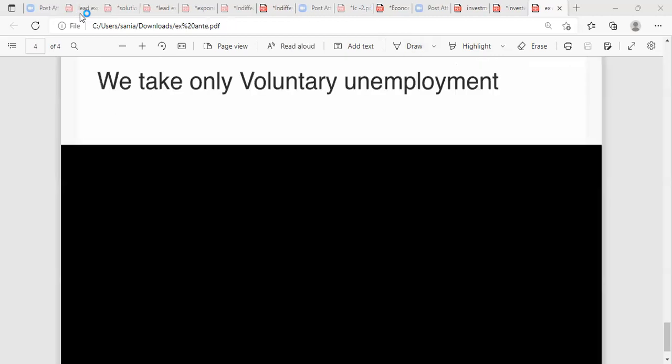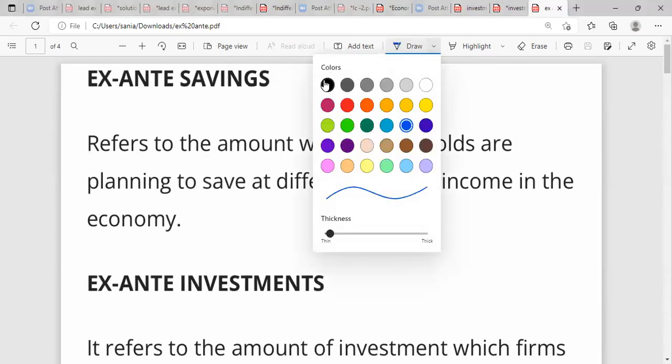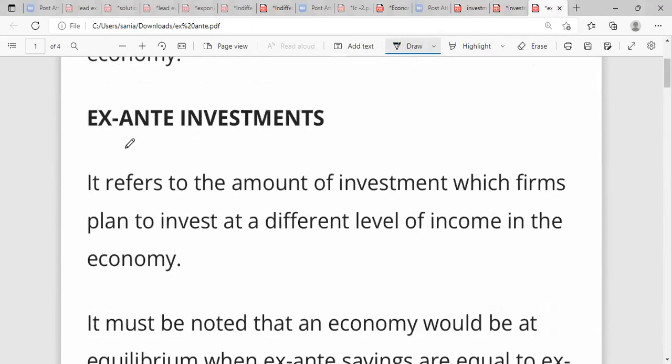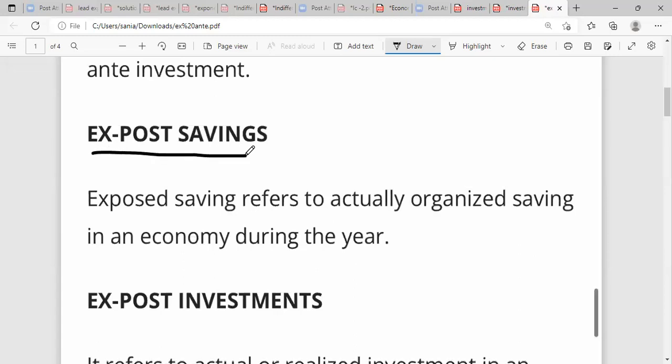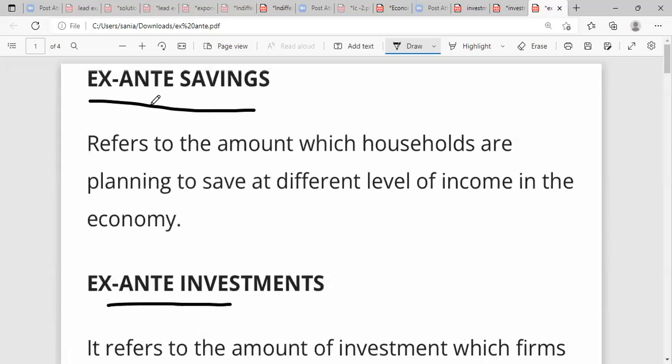Okay. Now we are going to start a new concept, which is basically a few terms. The very first term is ex ante savings. First we'll understand what is ex ante savings, then ex ante investment, then ex post saving and ex post investment. So coming to the first one, ma'am, what is ex ante savings?